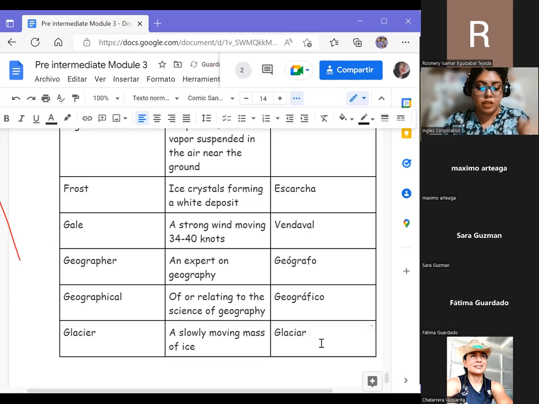So we have some words in order in this case, because we are writing them in alphabetical order. So we are going to end the session here.